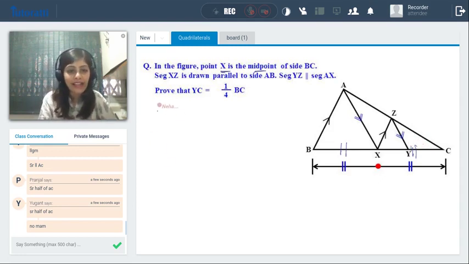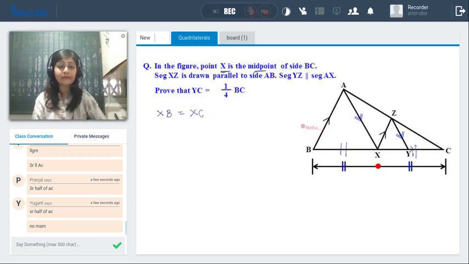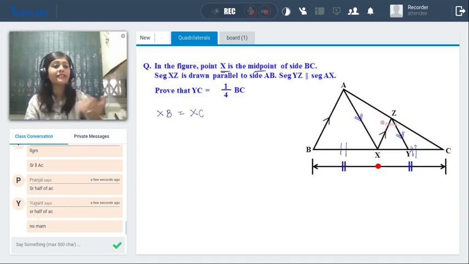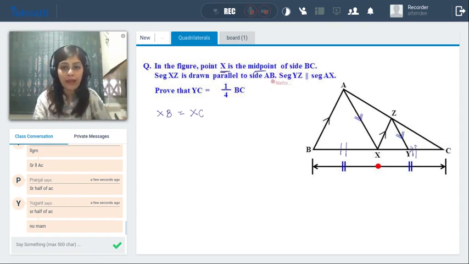Yes, I'm also going to write that. That means I know XB is equal to XC. Yes, I know that because X is the midpoint of BC. What else do we know? Segment XZ is drawn parallel to side AB. So if you look at XZ, it has this arrow going up. That's the parallel sign. And the same sign is there on AB, which shows that XZ and AB are parallel to each other. Students, so we have one midpoint and one pair of parallel sides, right? Okay, so let's see which theorem we can apply.